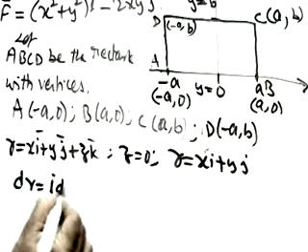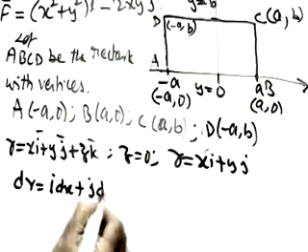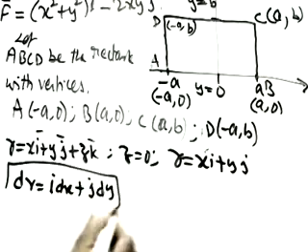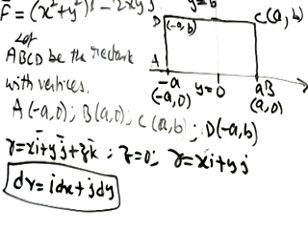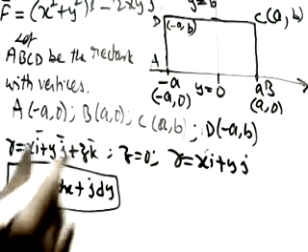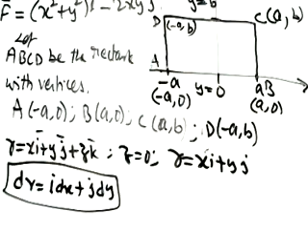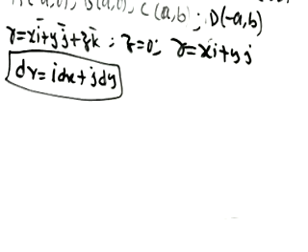Now if you differentiate, you will get dr equals i dx plus j dy. So we got dr. Next, first we have to go for the line integral. Now what is the formula?